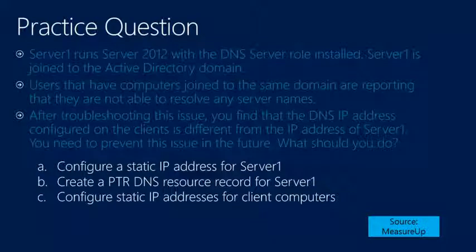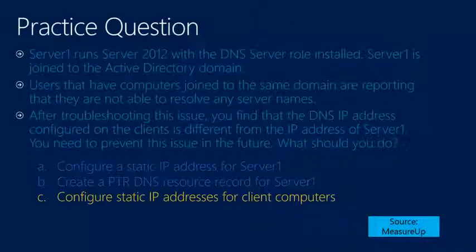B, A, can I get a C? Can I get a C? They're very close. It's actually C. So configure static IP addresses for client computers. And then you'll be able to have those addresses just available on the system. You don't have to worry about it going through.